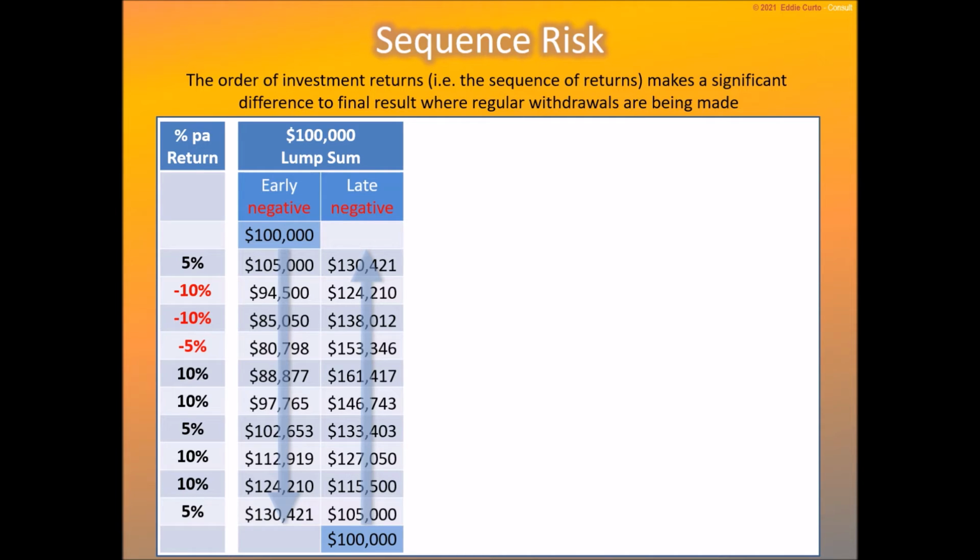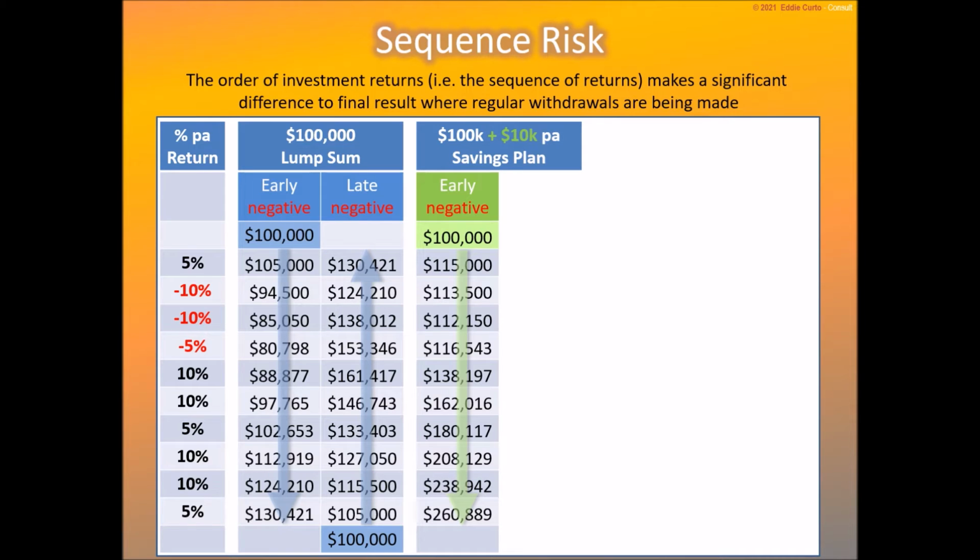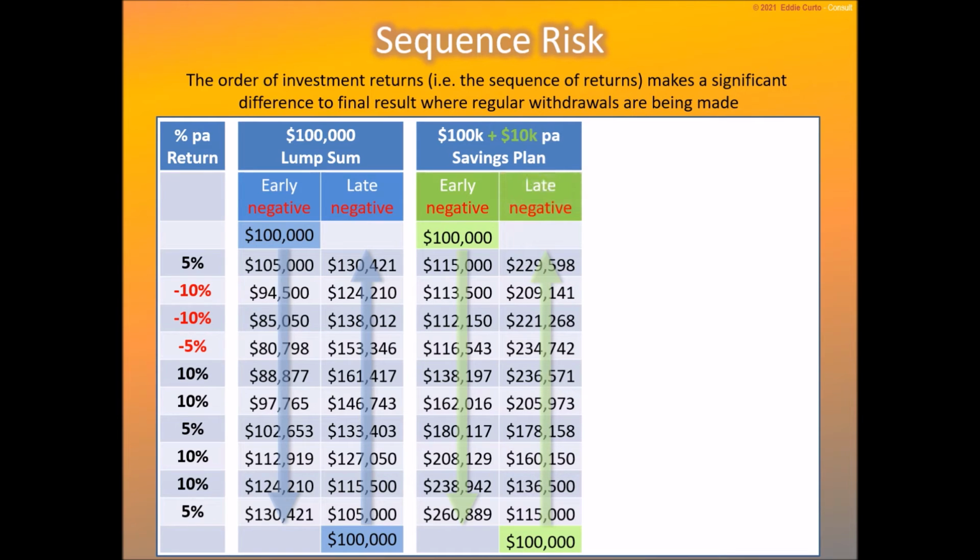$130,421. So let's see what happens when we take the same sequence but have a savings plan of $10,000 a year being added to an initial $100,000 lump sum. So if we take the original sequence where we have early negative returns, we have a result at the end of the 10th year of $260,889. Let's reverse the sequence so that the negatives occur late in the sequence of 10 years of returns, and we have a final result of $229,598. So we have a $41,000 difference in investment returns.